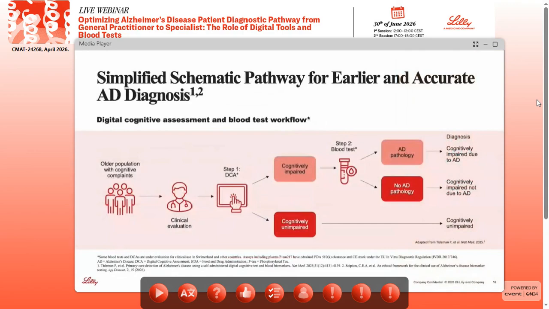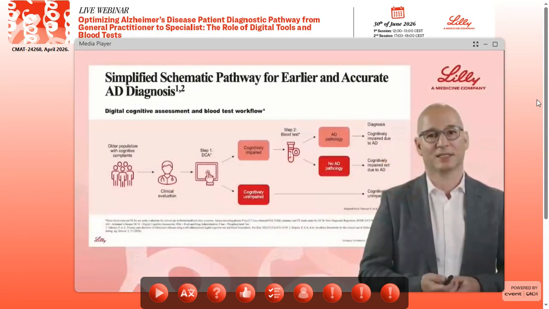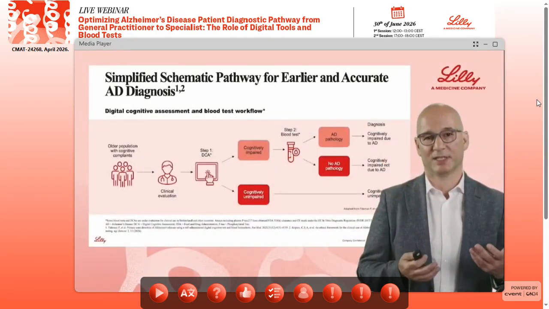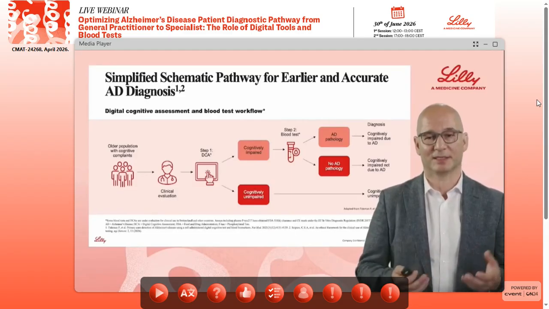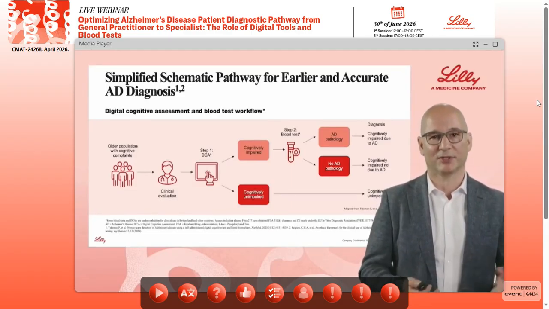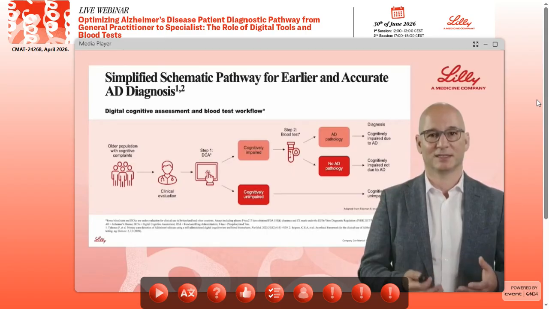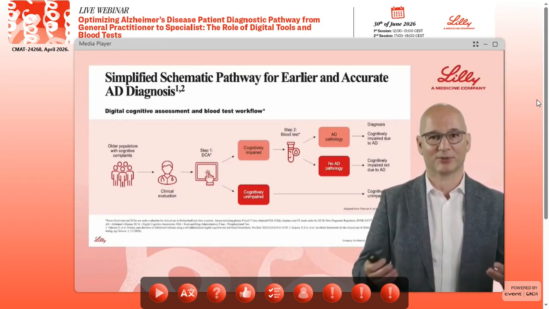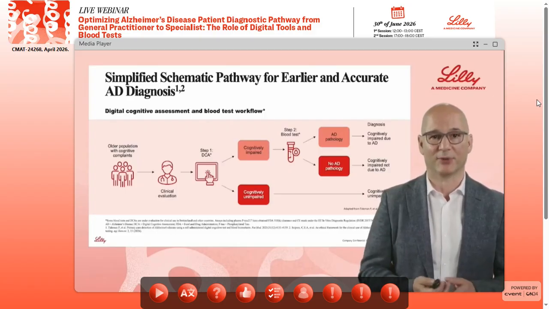Now, we are experiencing a very exciting time, because we are seeing new technologies now being implemented in healthcare. And these are digital cognitive assessment technologies and blood-based biomarkers. The way we can implement these into the patient journey of Alzheimer's disease is still evolving. We are all trying to understand what's the best patient pathway.